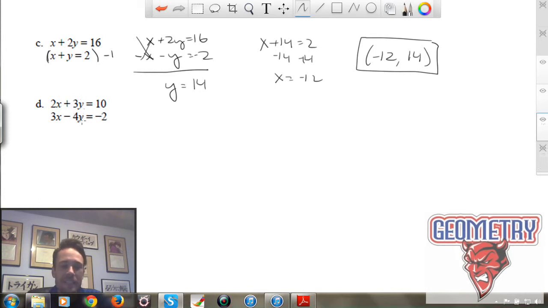So we need to make these the same. They're already opposite signs, right? We have a positive sign, we have a negative sign. All we need to do is make them be numerically the same. So the least common multiple of 3 and 4 is 12. So I'm going to multiply this entire equation by 4 and this entire equation by 3. Remember, we got to multiply everything in that equation by it. So we get 8x plus 12y equals 40. And here we have 9x minus 12y, which is good, that's what we want, equals negative 6.